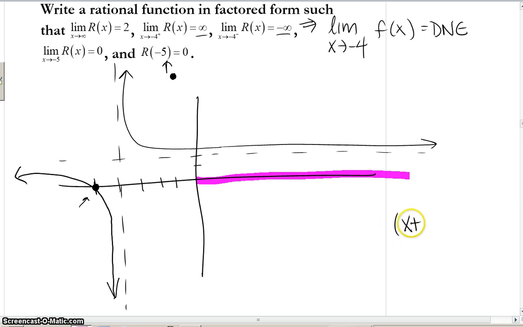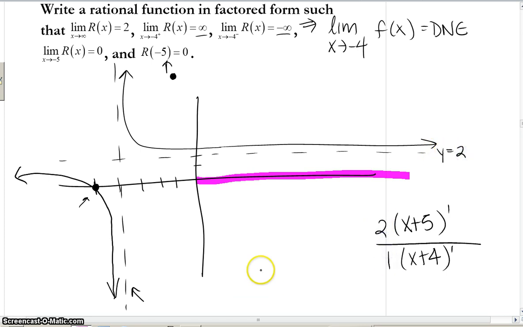So we have an x plus 5 on top. And vertical asymptotes. We have a vertical asymptote at -4, which tells us that we have an x plus 4 on the bottom. So again, these coefficients are the same, which tells us that we're going to have a ratio for our horizontal asymptote, which we found to be y equals 2, which means our ratio needs to be 2 over 1, which tells us that our equation is going to be 2 times x plus 5 over x plus 4.